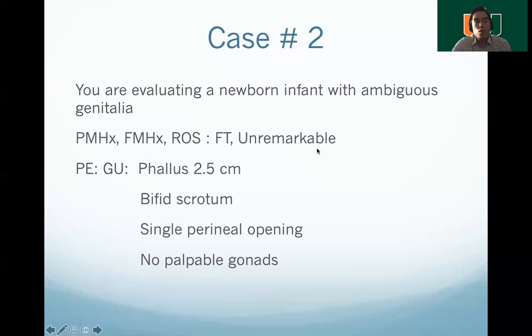Now let's look at case 2. You're evaluating a newborn infant with ambiguous genitalia. It's a full-term baby; family history, past history, prenatal history, and review of systems were all unremarkable. On physical exam, you notice a phallus size of 2.5 centimeters. The patient has a bifid scrotum, a single perineal opening, and no palpable gonads.